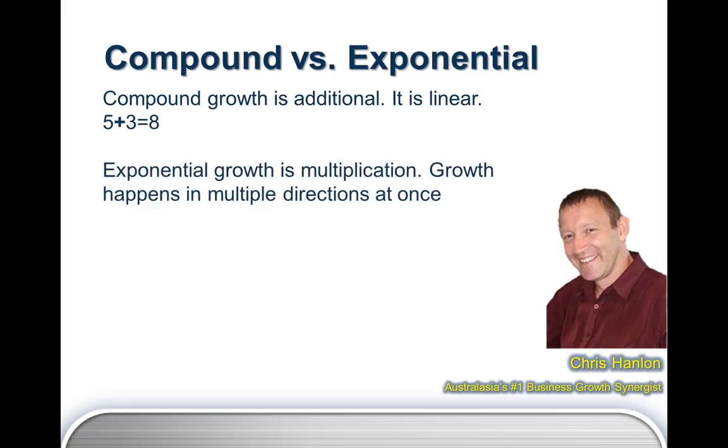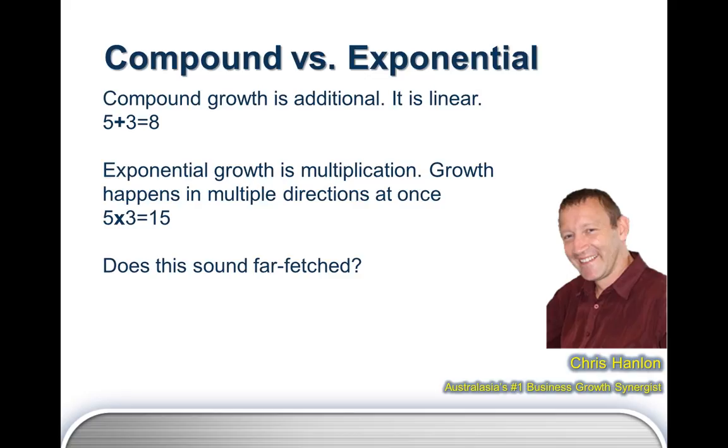Exponential growth, however, is about multiplication. Growth happens in several directions at once, not just in a straight line. And that can be best explained by 5 times 3 equals 15. The difference is that multiplication. So does this sound far-fetched? That's the question for you, I guess.